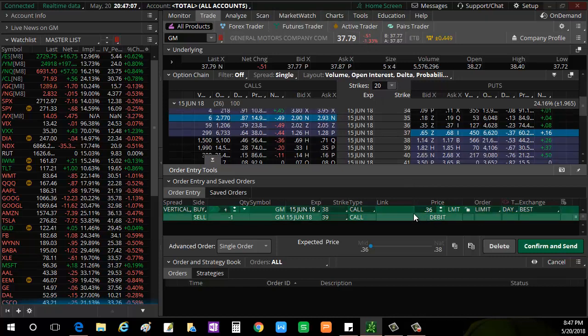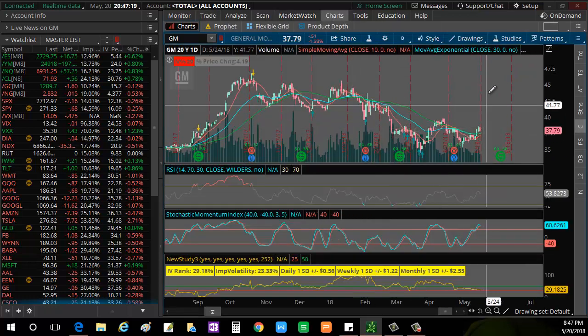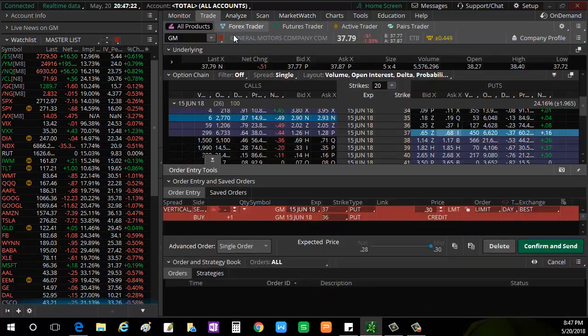It would be more advantageous, if you thought the market was going to go higher, to sell the vertical put spread. You would still capitalize on the same higher movement in the market, but because IV is higher, you would receive a higher premium.